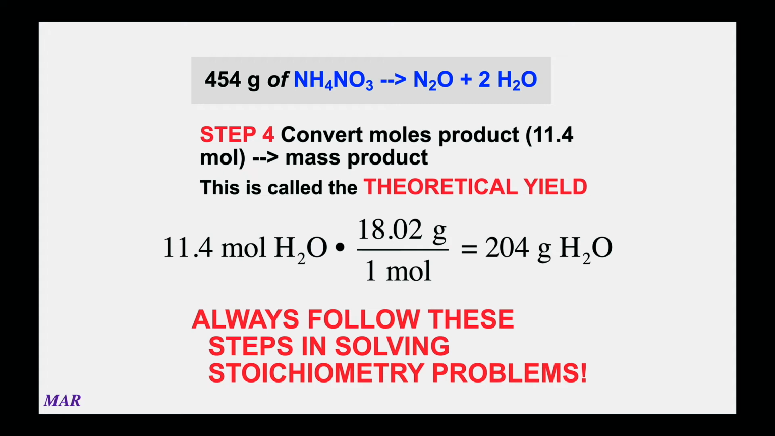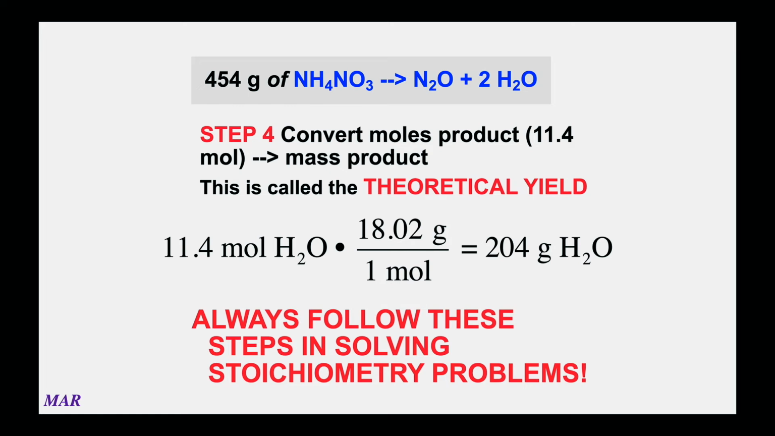So for water, if you wanted to know the theoretical yield of water, 11.4 moles of water times the molar mass. And again, for 18.02, that came from 1 oxygen and 2 hydrogen, or 1 times 16 plus 2 times hydrogen is about 18 grams per mole. You should be making 204 grams of water. So theoretically, in this reaction, if you put 454 grams of ammonium nitrate in and it all reacts, you will be making 204 grams of water. That's the theoretical yield of water in this reaction.